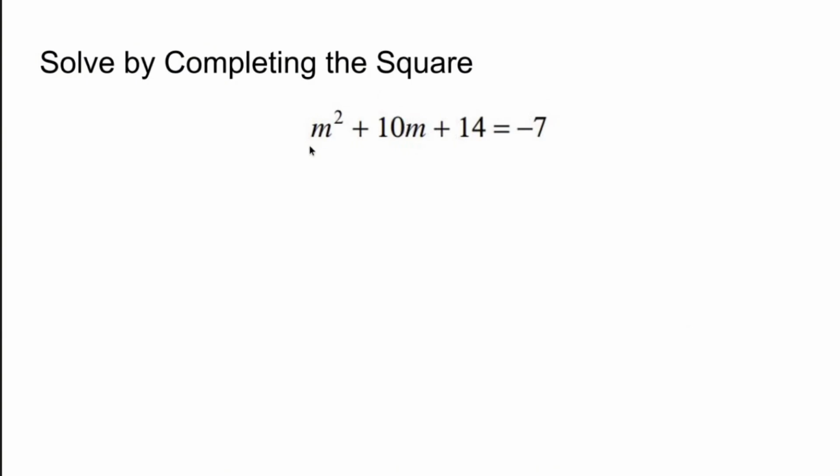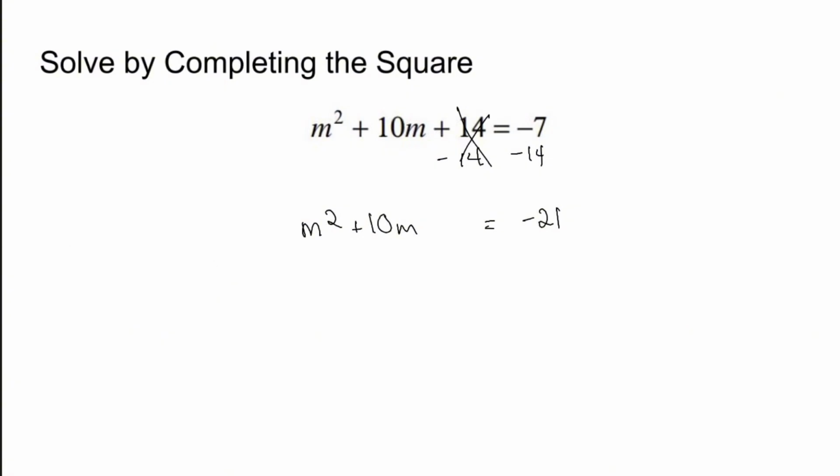Solve by completing the square. You've got m squared plus 10m plus 14 equals -7. First thing you want to do when you complete the square is make sure there's nothing in front of your square function. There isn't. The second thing you want to do is make sure that the constant living on the left side is moved to the other side. So we're going to subtract 14 from both sides, like so. Now we have m squared plus 10m equals -21.